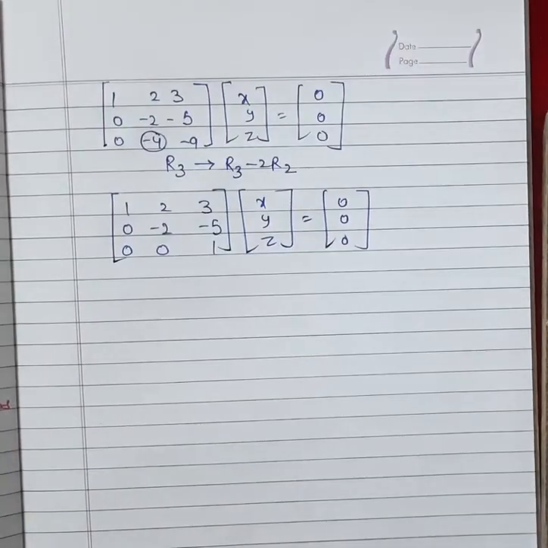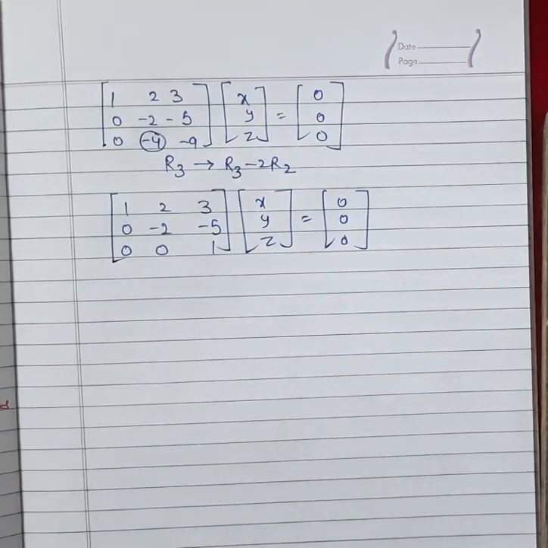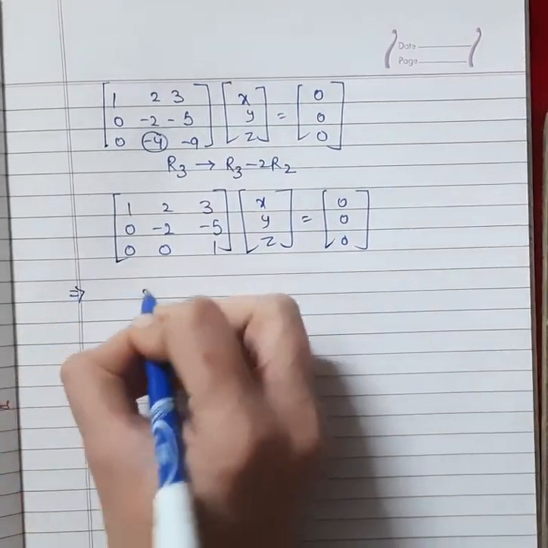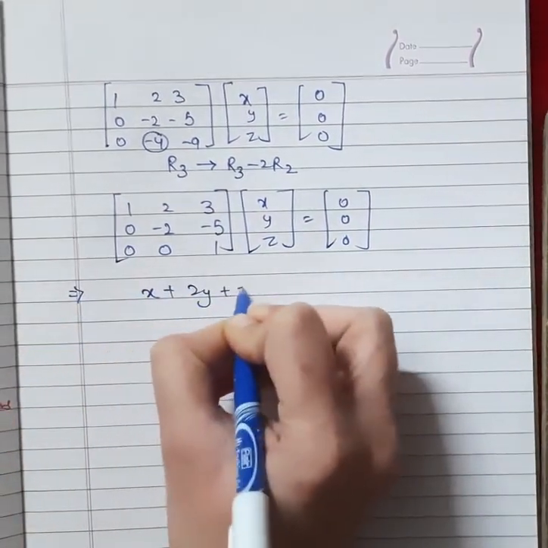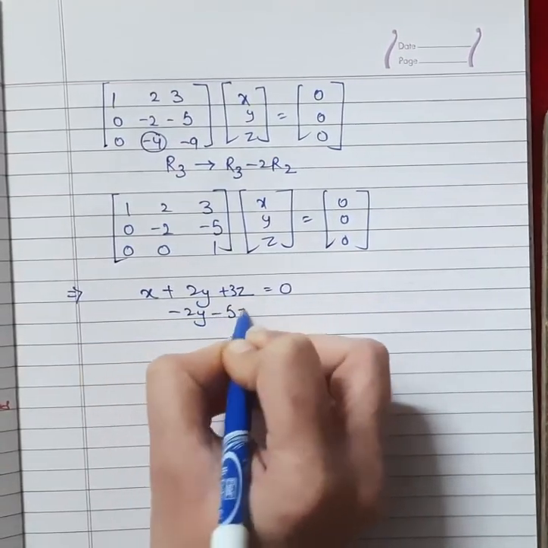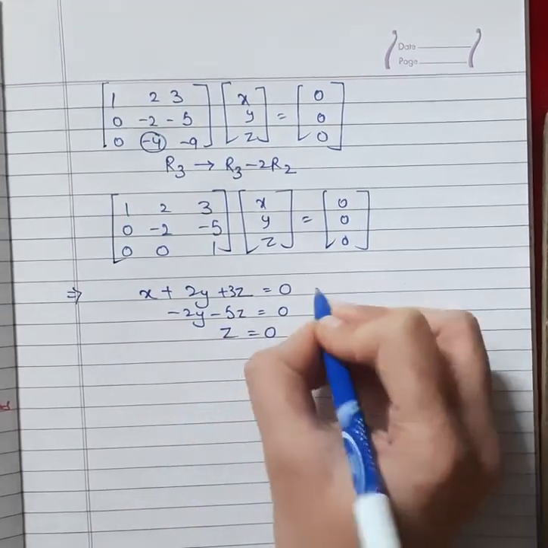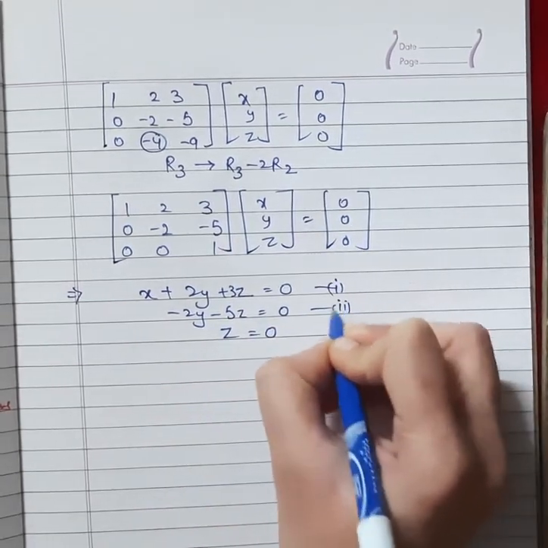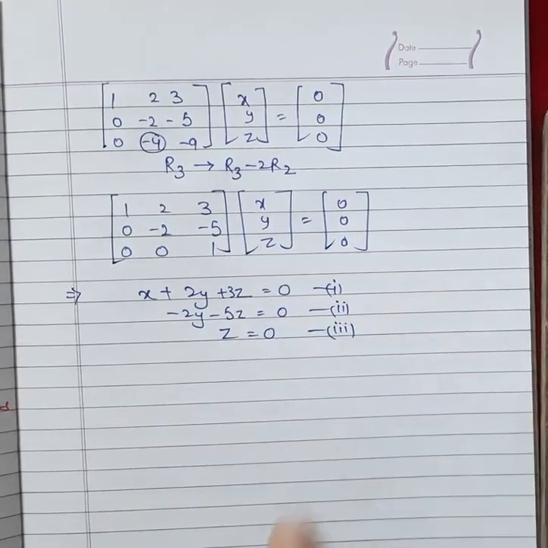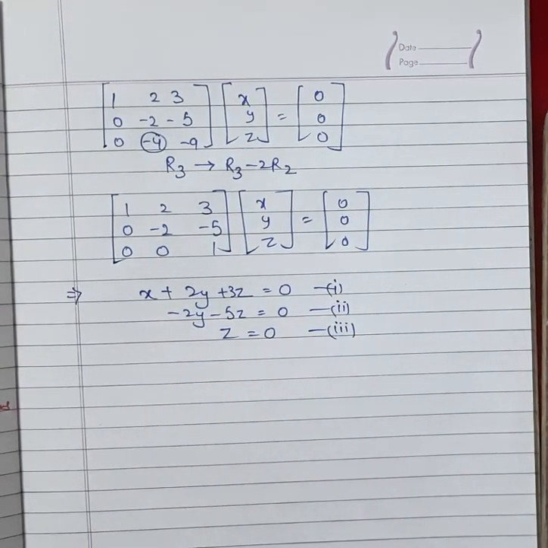Now what will we do? We will do the reverse step. We will convert this matrix again into a system of linear equations, which gives us x + 2y + 3z = 0, -2y - 5z = 0, and z = 0. Three equations are here. Whatever is the solution of these three equations will be the solution of our given system of equations.